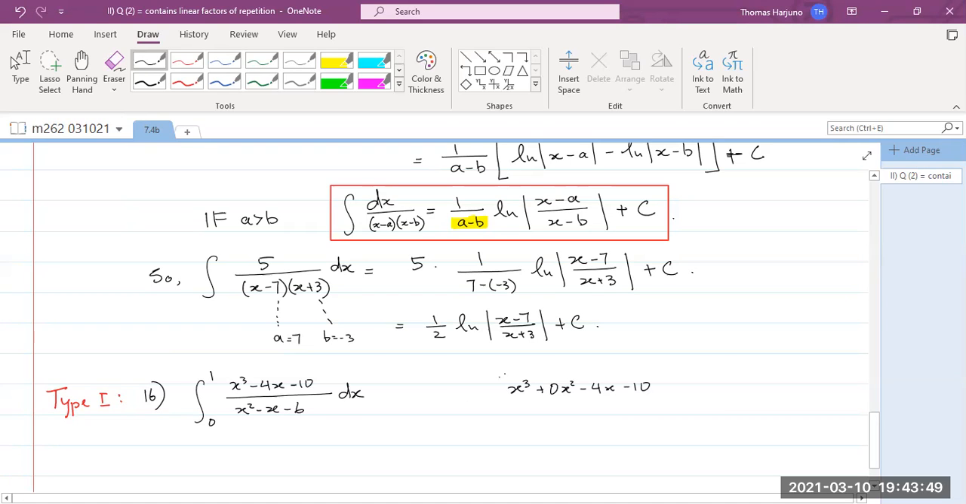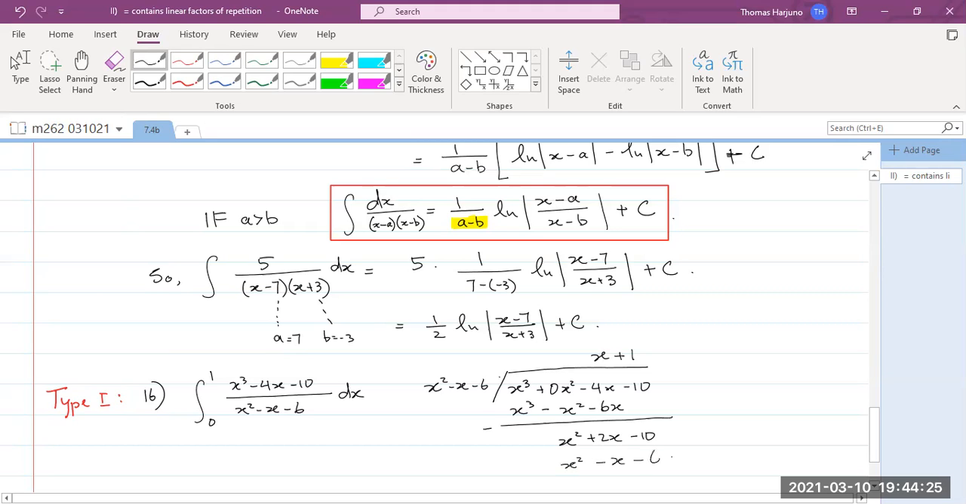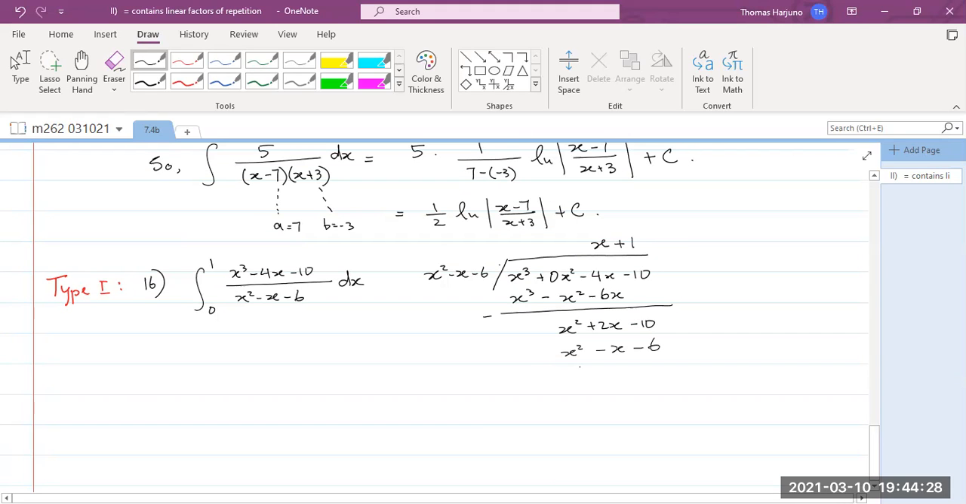Divided by x squared minus x minus 6. So this is x, give me x cubed minus x squared minus 6x, which when I subtract, I get x squared plus 2x minus 10. So that's plus 1. That's x squared minus x minus 6, which when I subtract, I get 3x minus 4.